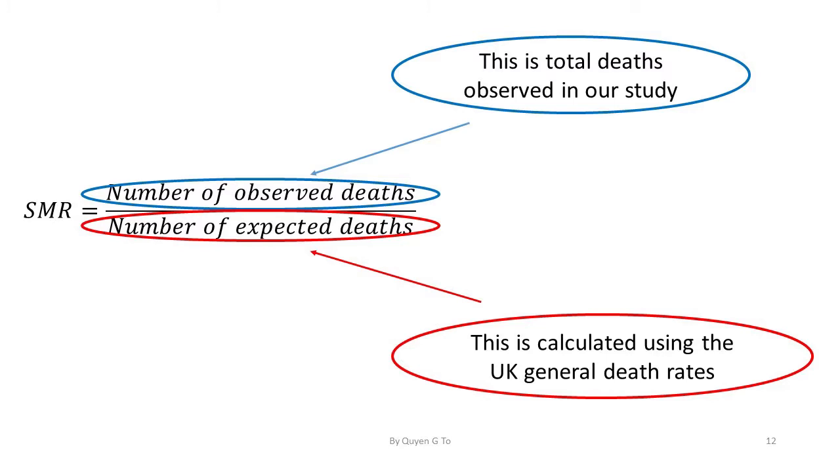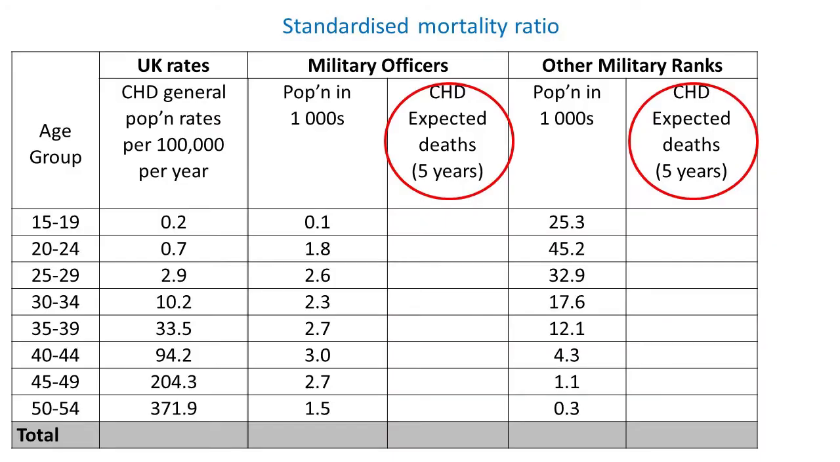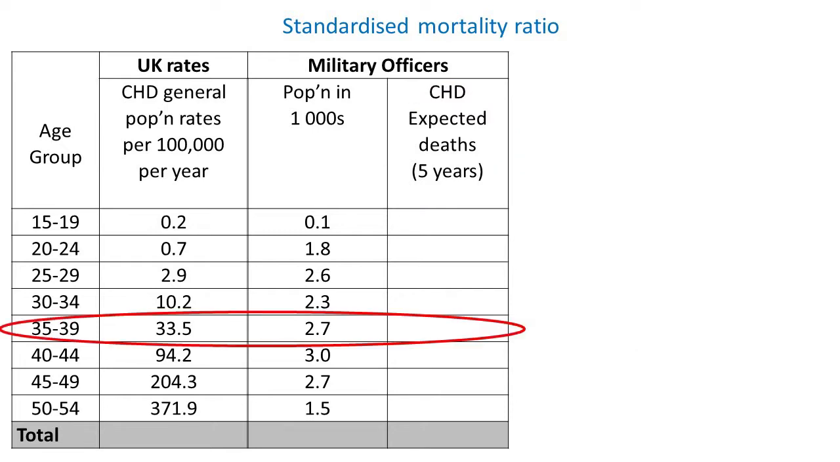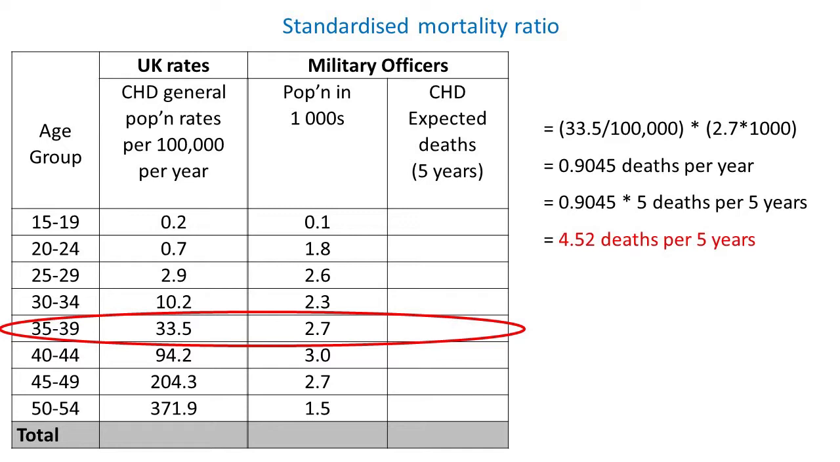The number of expected deaths is calculated using the UK general death rates and the population of military officers and other ranks. As you can see, a new table has been created that includes only information needed to calculate expected deaths. As an example, I will calculate expected deaths for military officers aged 35 to 39. As the UK general death rate in this age group is 33.5 per 100,000 per year, we multiply this with the number of officers in this age group, which is 2.7 in a unit of 1,000.